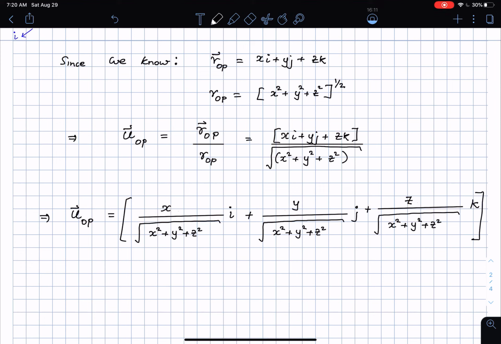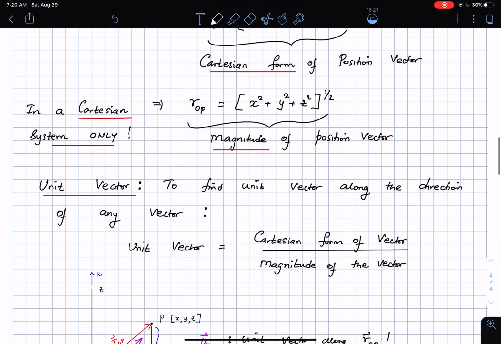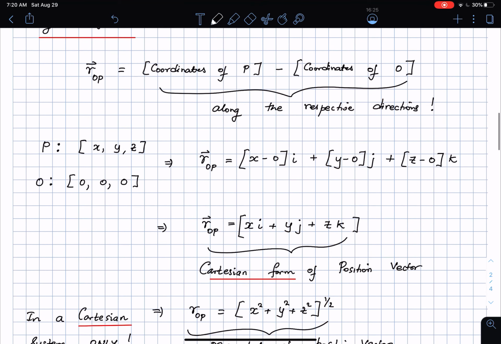All right, so the foundational principle is that the unit vector is the position vector divided by its magnitude. And the position vector is given by finding the difference between the coordinates of the last point and the first point, the coordinates of the head point and the coordinates of the tail point.